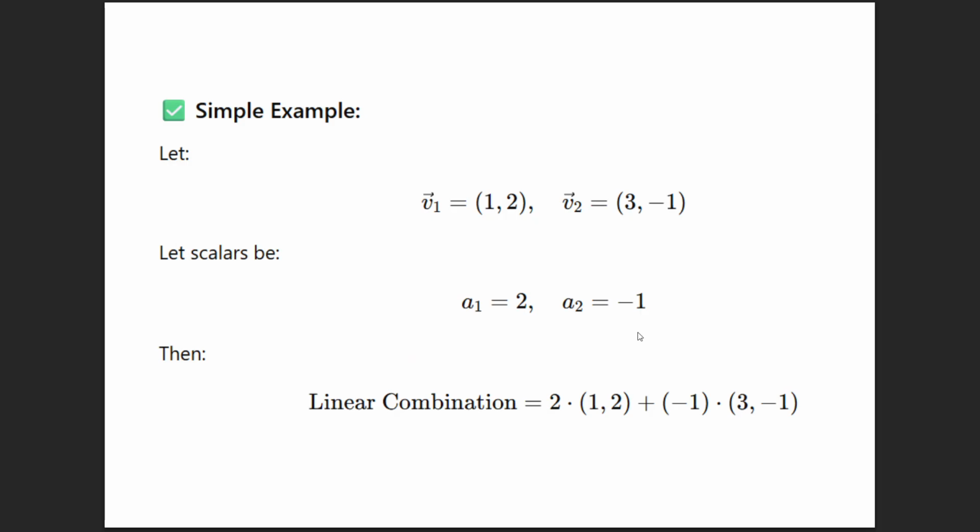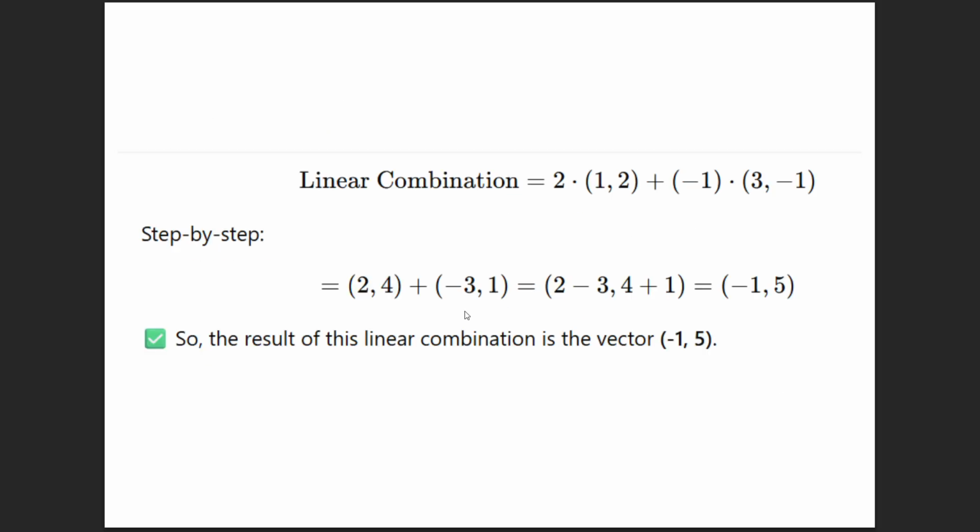Okay, so if a1 equals 2 and a2 equals minus 1, and v1 and v2 values are here, the linear combination will be 2 times (1, 2) plus minus 1 times (3, -1). Then the final answer will be (-1, 5). This is the final answer of the linear combination.